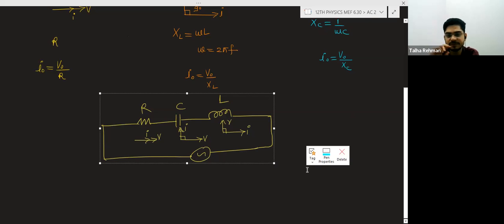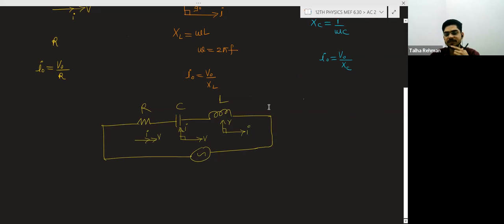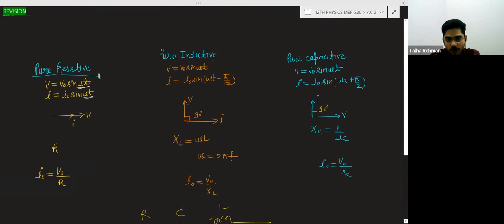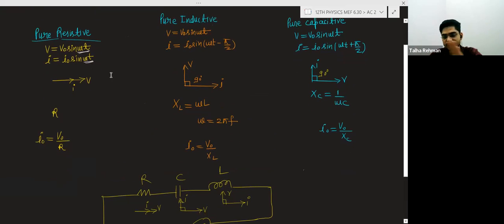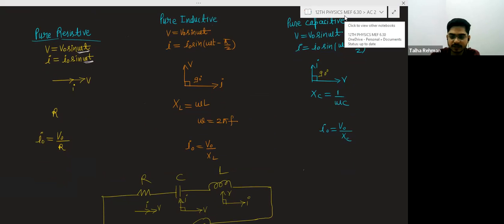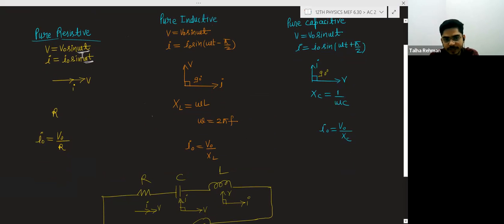We will discuss the series LCR circuit. A series LCR circuit means there is one inductor, one capacitor, and one resistor connected in series with an alternating voltage source. Already we have completed this part. This is just the revision. Now I am starting the series LCR circuit. So see the equation of the voltage and the equation of the current.